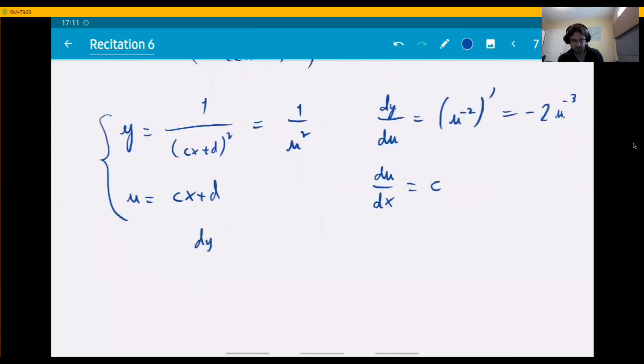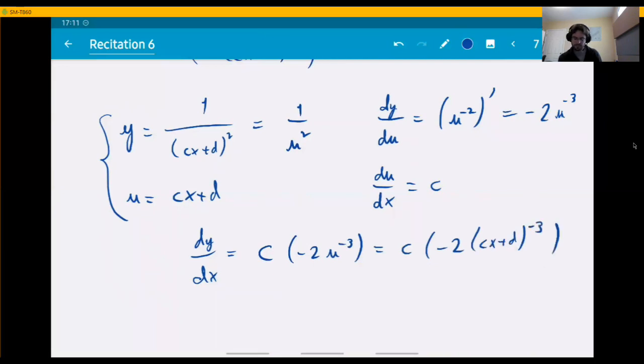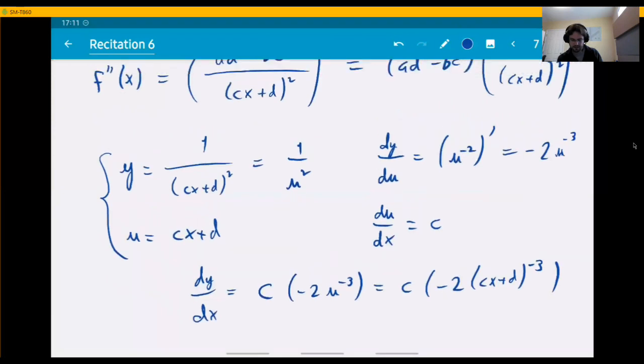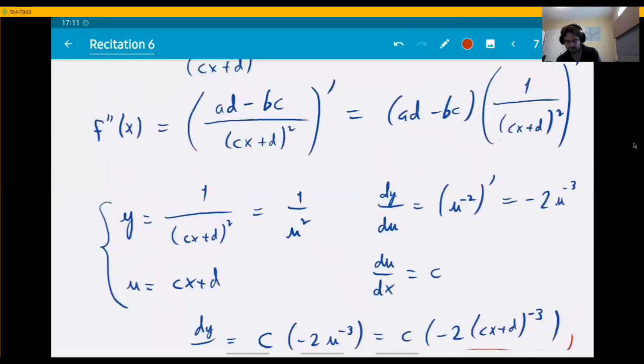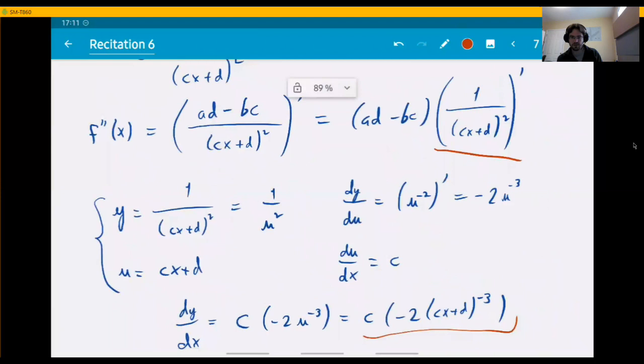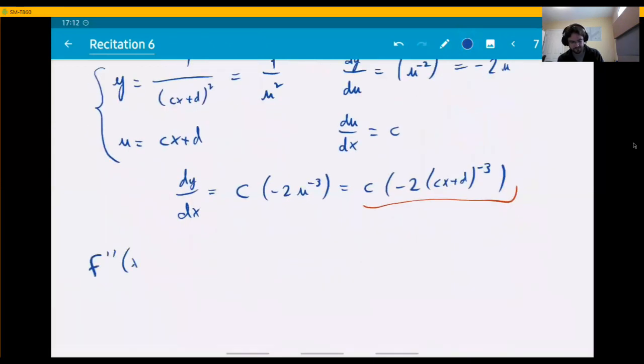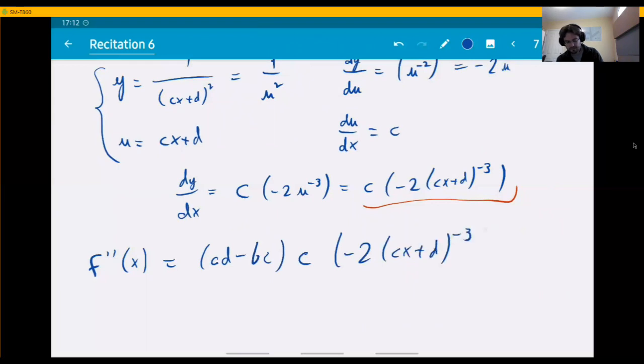So dy dx is c times negative 2u to the minus 3, or c times negative 2 times cx plus d to the minus 3. Maybe a different color here, so we can leave that. This is that prime. We still need to multiply that by AD minus BC to find F double prime. So we have found F double prime: AD minus BC times c times negative 2 times cx plus d to the negative 3.